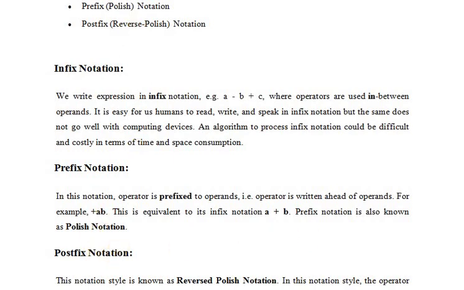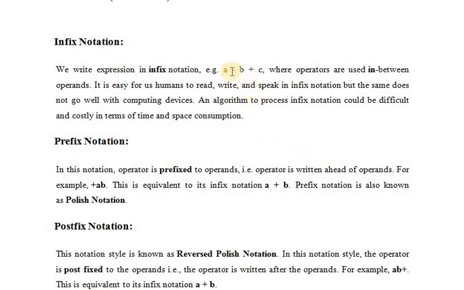Next we will see the postfix notation. We have already seen infix means between the operands. Prefix means before the operands, the operator is placed. Postfix means after the operands. This notation style is known as reverse polish notation. In this notation style, the operator is postfixed to the operands, that is, the operator is written after the operands. For example, AB plus. Here in between the operator is placed, here before, and here after. This is equivalent to its infix notation A plus B. Same thing, same output comes.